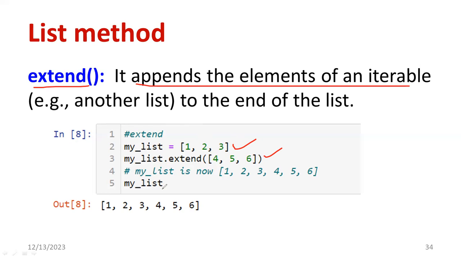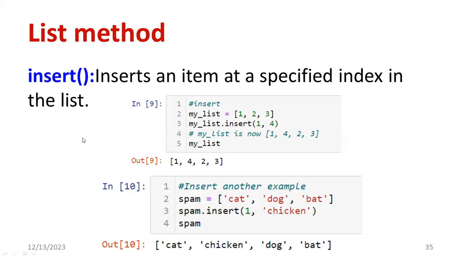Then ultimately, if you call my list once again, I'll get the new list: 1, 2, 3, 4, 5, 6. Now tell me, how many items are there? There are 6 items. How did this happen? Because I used dot extend. Therefore, the list has been updated. So I could append the elements of an iterable to the end of the list. Remember that it will be added at the end of the list. I hope the concept is clear to everybody. This is very important: extending and appending are almost similar, but in the case of extending, I'm adding one more list. So let me continue further.